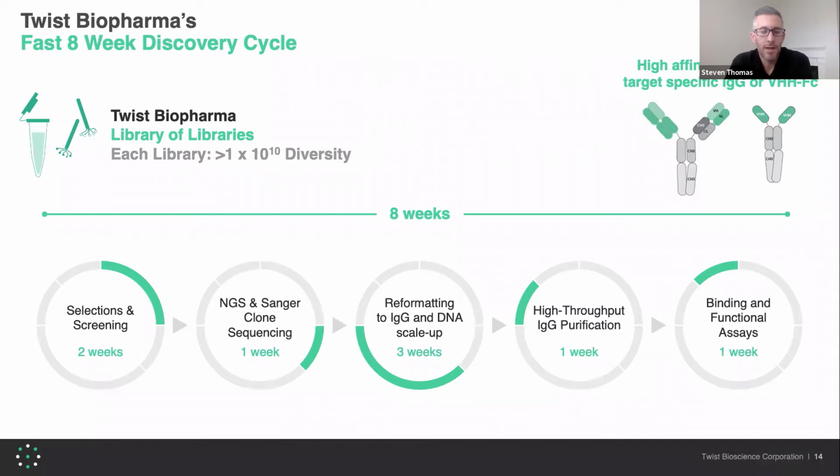The binding and functional assays are highly customizable, but typically will include at least an assessment of binding affinity via SPR for soluble targets. We can also do flow cytometry to determine binding for cell-based targets. And again, we run a battery of tests for biophysical and biochemical characterization, and we will typically do at least one cell-based functional assay as well.